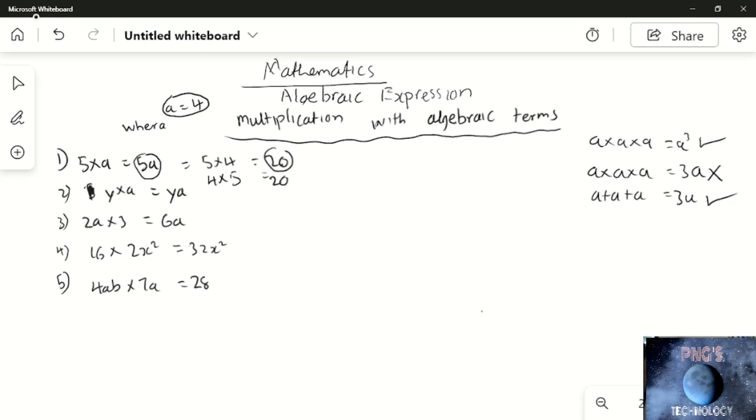When it is times, the number goes as power. When it is addition, the number goes as a coefficient. So keep that in mind and stay concentrated.